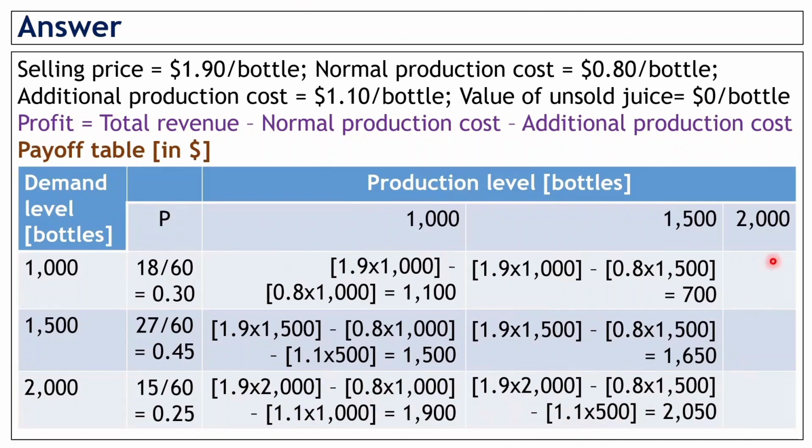At this point, you can pause the video and try to calculate the profit values when the production quantity is 2,000 bottles. Ensure that you can calculate 300, 1,250, and 2,200.